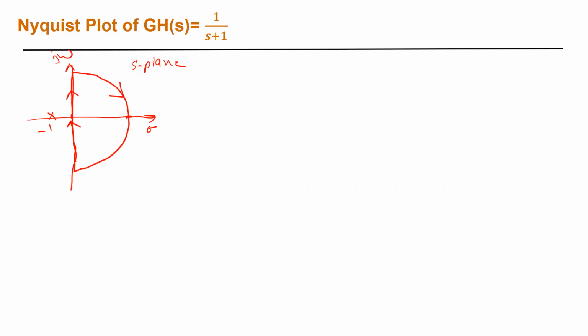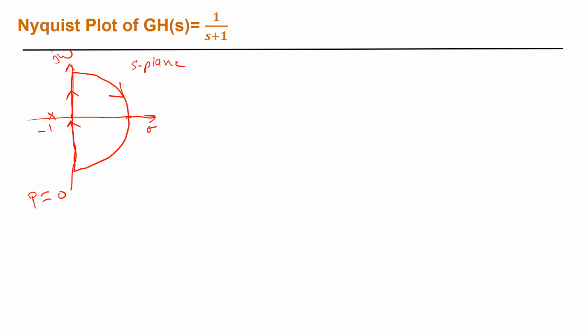Inside the contour, how many poles do I have? Nothing. We have no pole of the open loop system, which means no pole of the characteristic equation in the right half plane. Any question here?